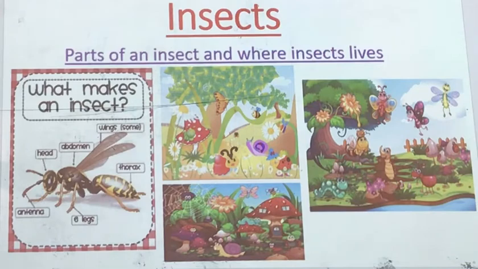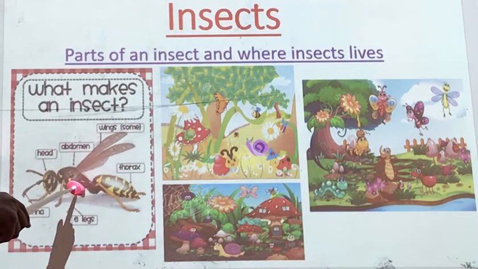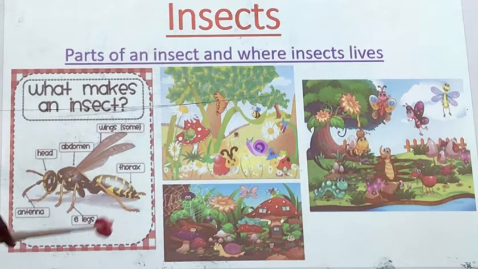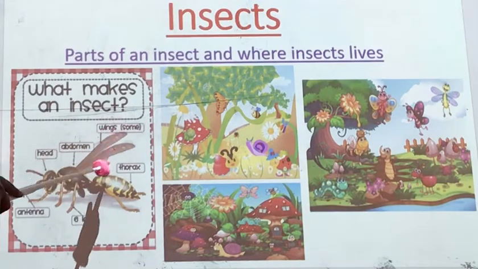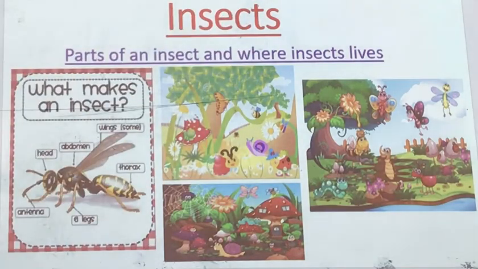And the insect has 3 main parts. It has the head, just like you have your head. It has the abdomen, just like you have your upper body part. And it has the thorax. Now, it also has wings. Most insects have 2 wings that help them to fly, and 2 antennas. These are the 2 antennas. And 6 legs. Okay? We are going to find out where insects live.